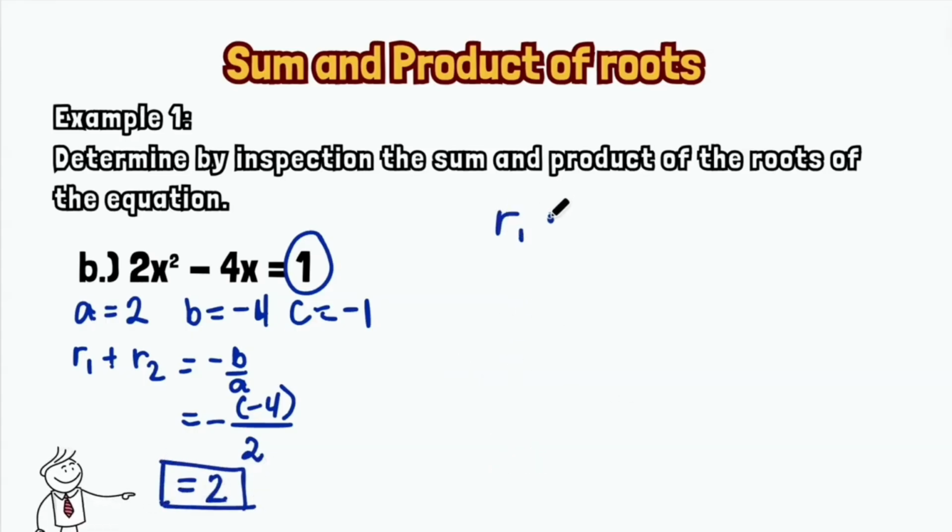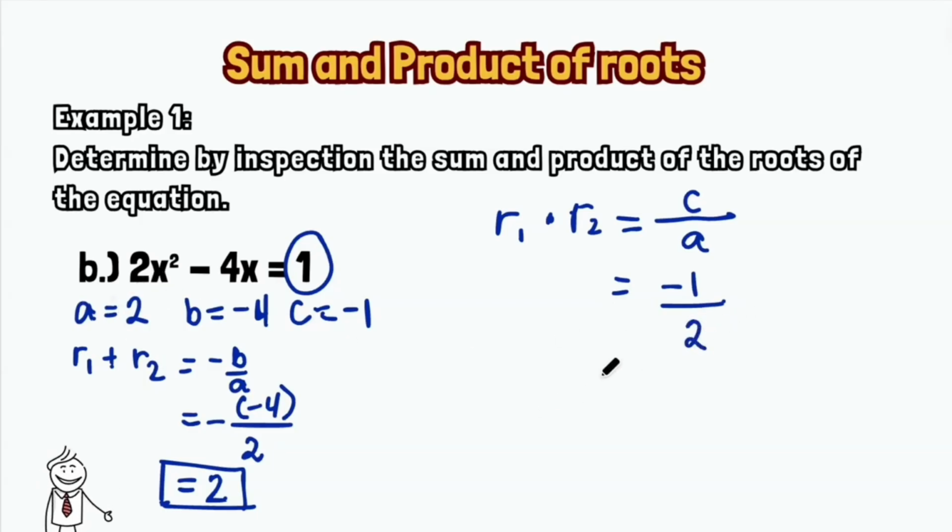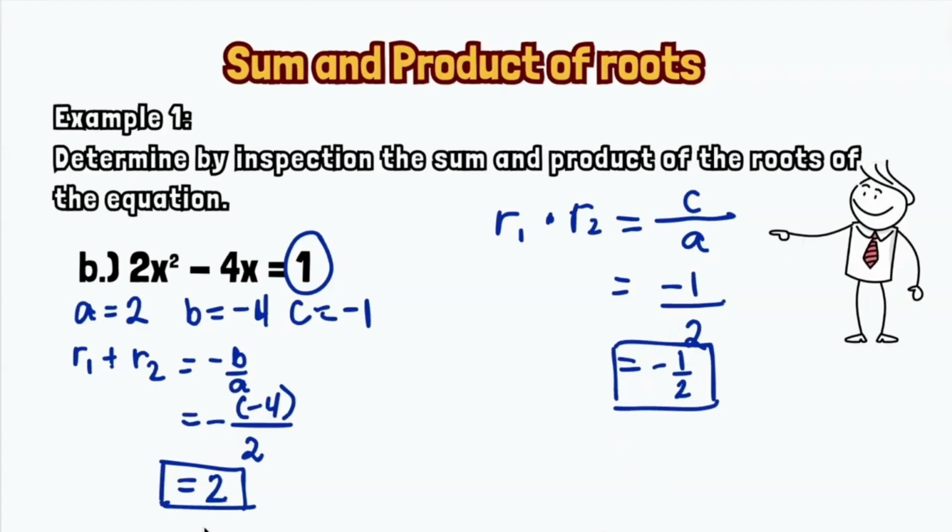Now, the root 1, or the product of the two roots, would be like this. Okay, so we have c over a. So, our c here is -1 over a, that is +2. Then, our final output would be -1. Okay? So, the product would be -1/2. So, you can think of two numbers, no? Two roots na kapag pinag-add ay +2. Kapag pinag-multiply ay -1/2. Okay?